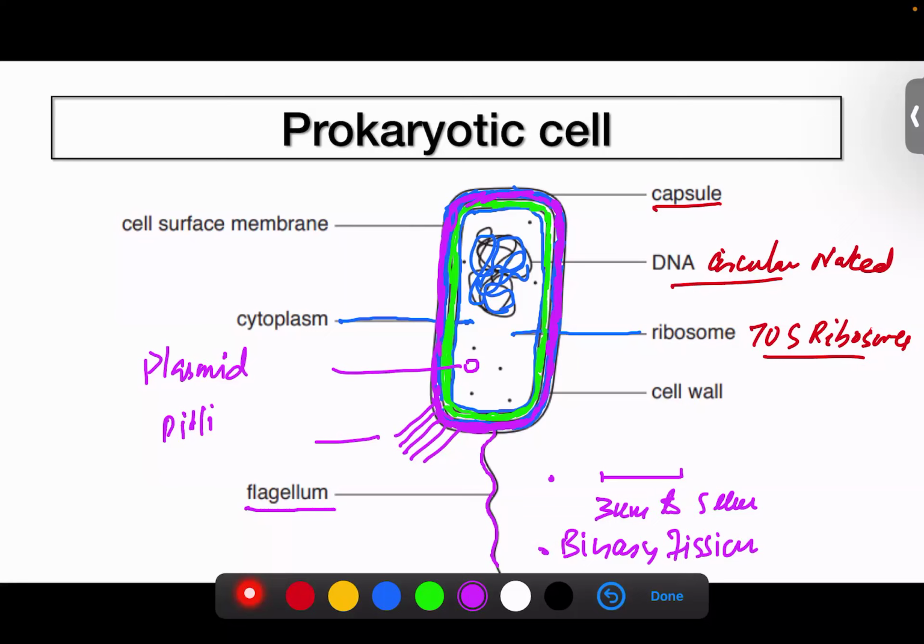You can have a look at the prokaryotic cell. There are no mitochondria present. There are no double membrane bound other cell structures. There are no chloroplasts present in it. No Golgi bodies, and no nucleus or nuclear membranes present in these prokaryotic cells. Okay, so let's see.